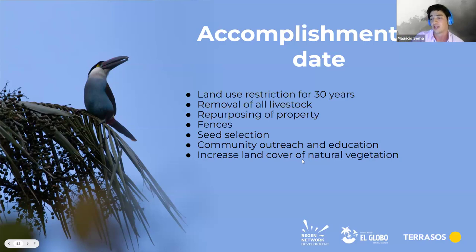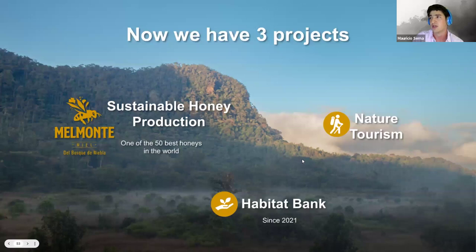In just 3 years since the launch of the Habitat Bank, we've already increased land cover of natural vegetation. Now we have three projects. The first one is the Habitat Bank, of course, and this has enabled my family to produce sustainable honey. And last year we won a prize for the 50 best honeys in the world.